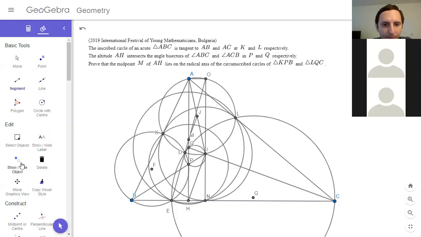We can then safely eliminate the midpoint of AH. So yeah, I think we should prove that HE is equal to HN because the angle chase from here seems doable. Yeah.